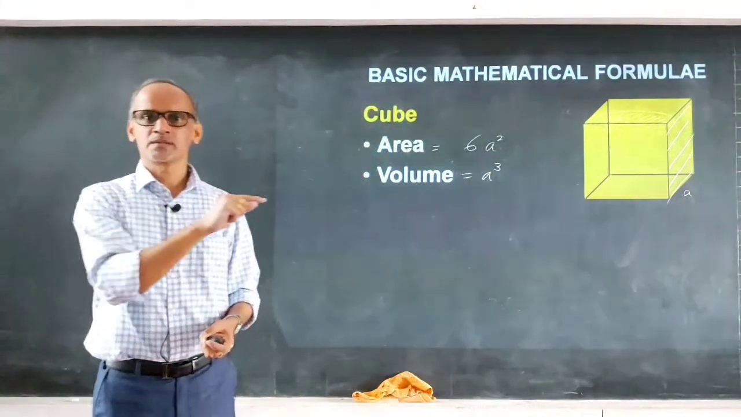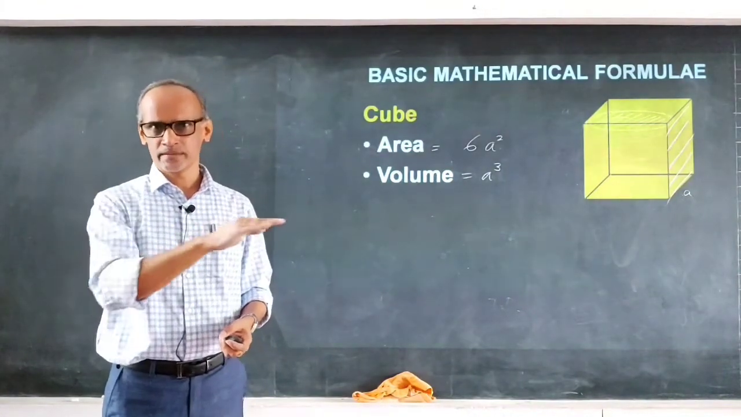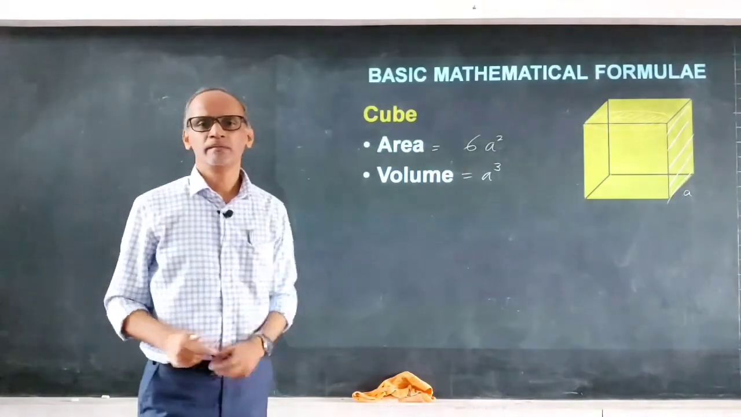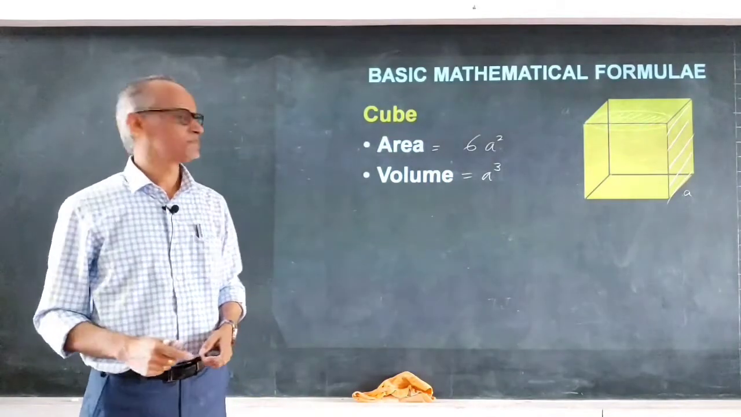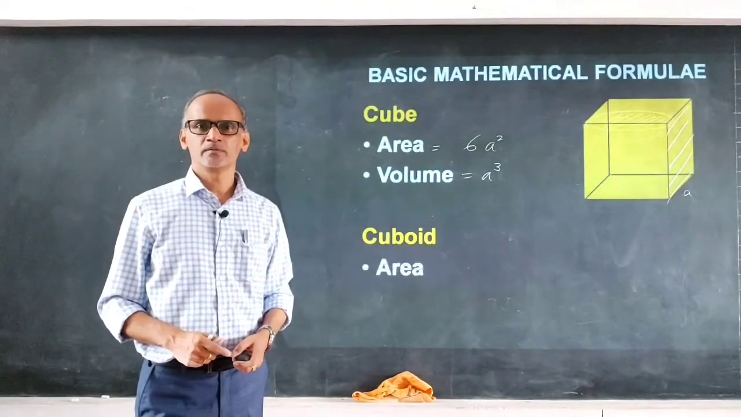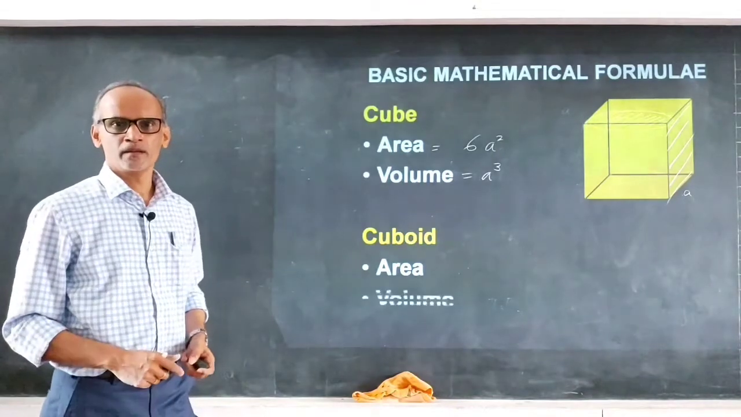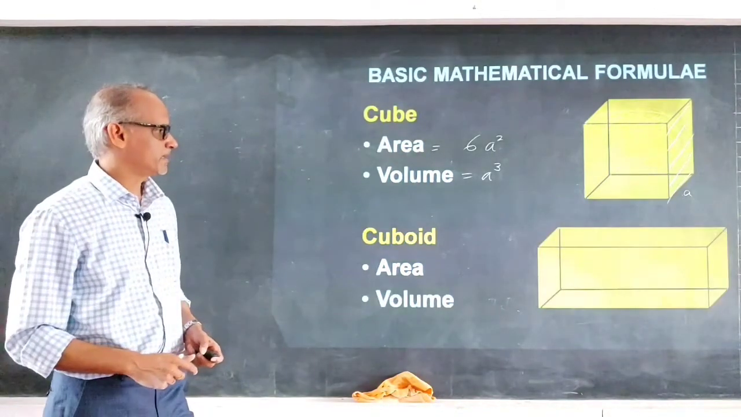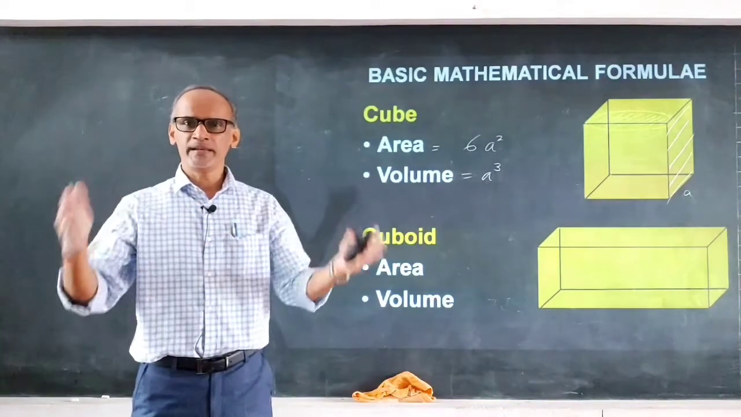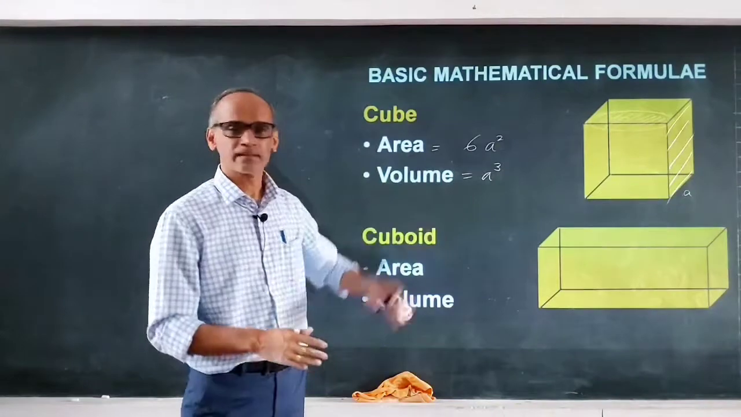Volume is nothing but A cube, its height and length, correct? Length, breadth, and the height. All the 3 identical. So that's why we get a cube. We have another structure which is called a cuboid. Now, what is a cuboid? Cuboid is a structure in which different faces have different lengths.